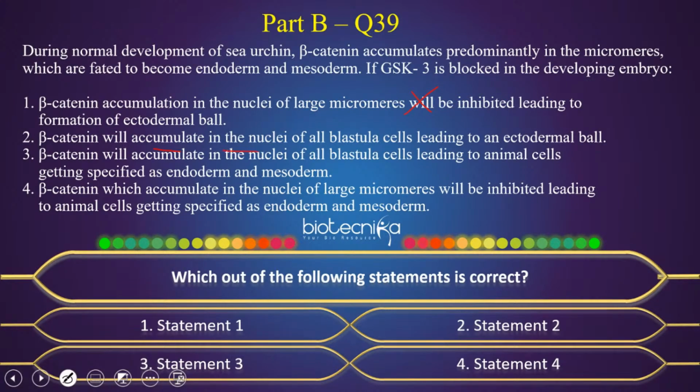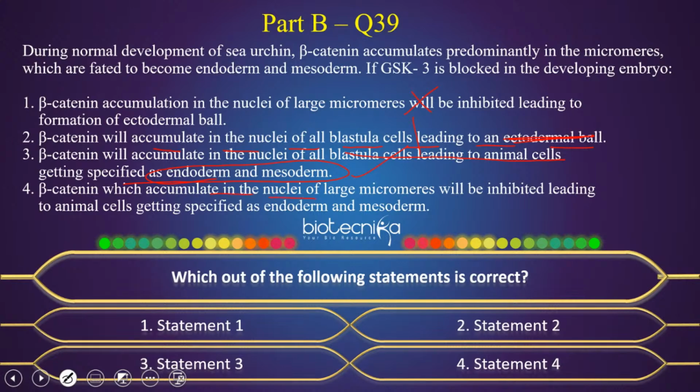Beta catenin will accumulate in the nuclei of all blastula cells, leading to the formation of ectodermal ball. So even here, the beta catenin is supposed to accumulate in the nucleus of all blastula cells. That's correct. Till here it's correct. But it won't form ectoderm, because if beta catenin is not there, then it will form ectoderm. But beta catenin is present now even in animal cells. So that's why it will lead to animal cells getting specified as endoderm and mesoderm. That's why it is correct.